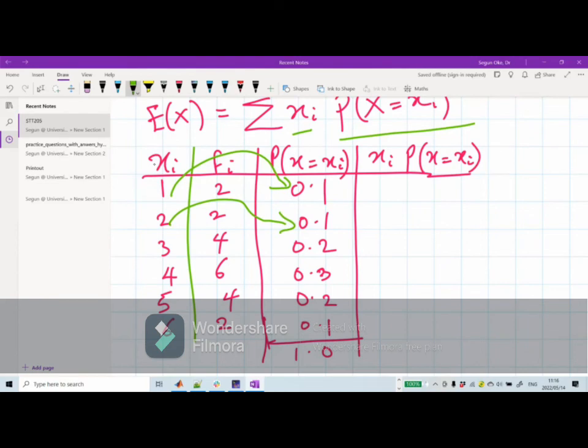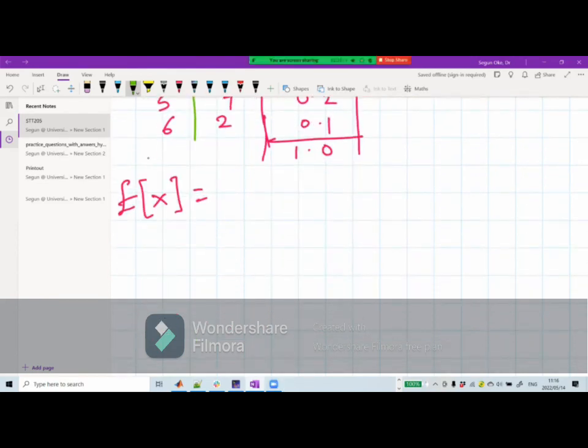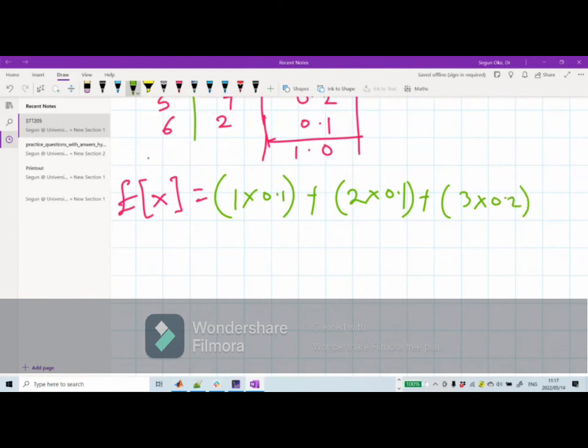And put them in the front. So in a simple calculation, it's going to be 1 multiplied by 0.1, plus 2 multiplied by 0.1, plus 3 multiplied by 0.2, plus 4 multiplied by 0.3, plus 5 multiplied by 0.2, plus 6 multiplied by 0.1.